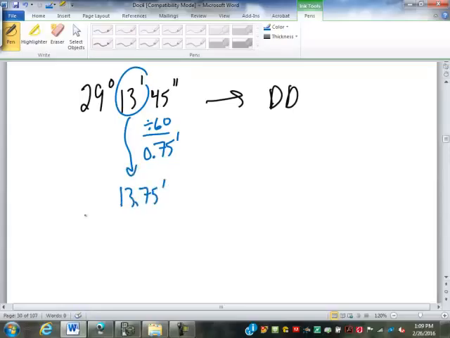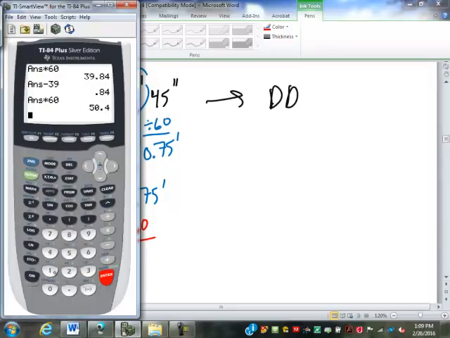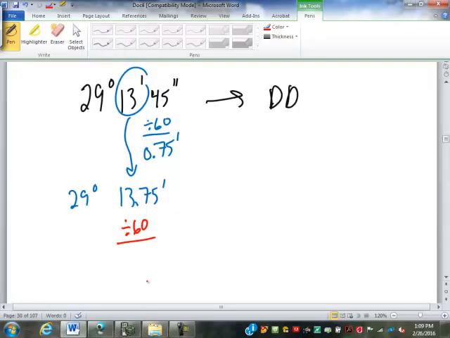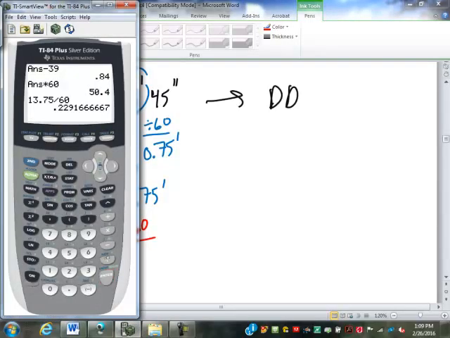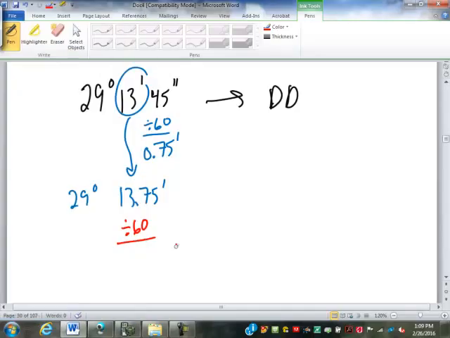13.75 minutes. Of course, we're still at 29 degrees. What are we going to do with that? Divide by 60 to turn it into degrees. So 13.75 divided by 60 is 0.2291666. What am I going to do with that now? Add my 29 degrees. 29.2292.